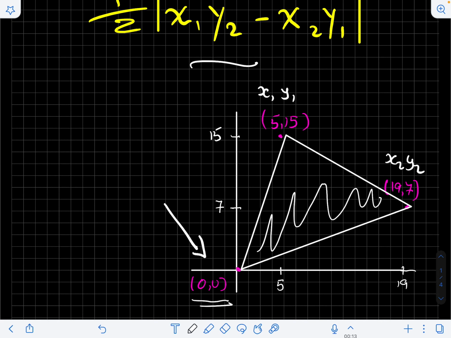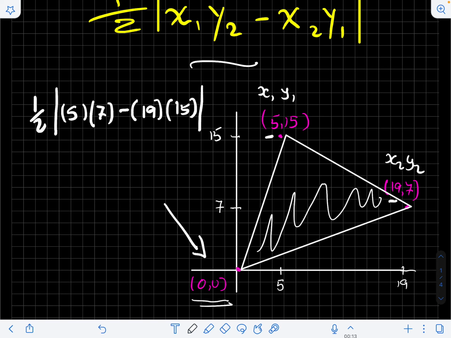Okay, so we'll follow the formula. It is half, absolute value, x1, in our case x1 is 5, so 5, multiplied by y2, in our case y2 is 7, minus, following the formula, x2, in our case x2 is 19, multiplied by y1, in our case y1 is 15, and we have to calculate this.